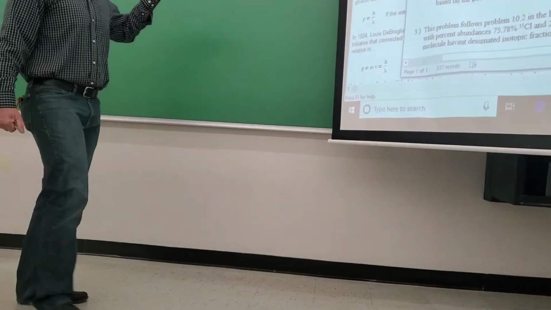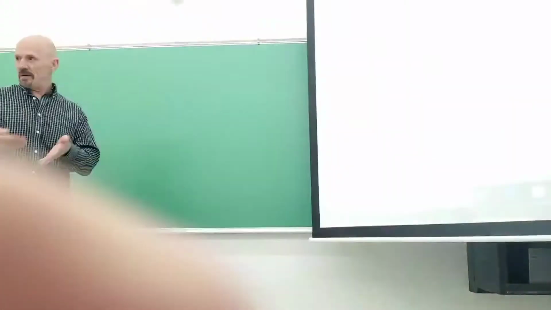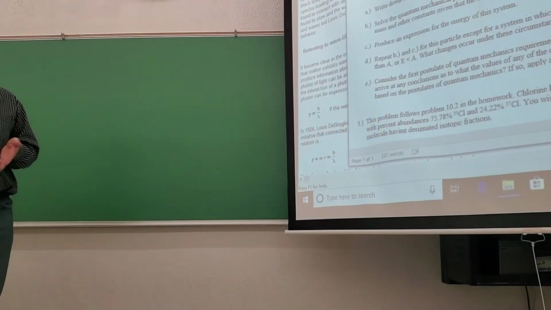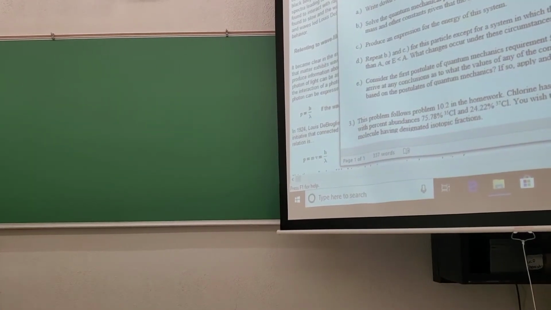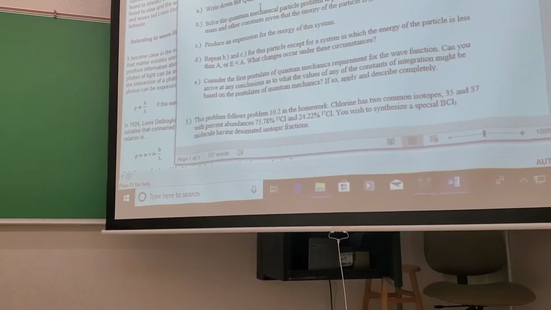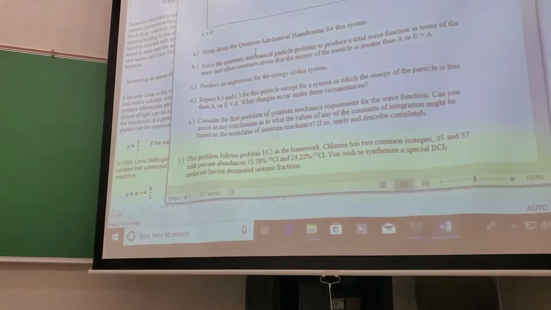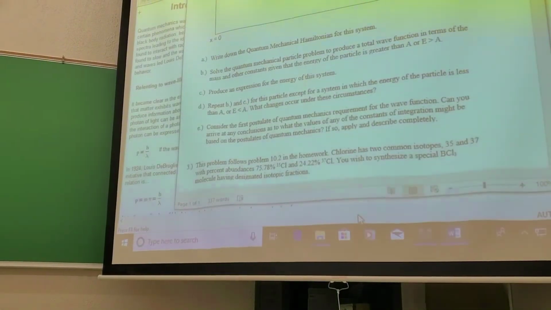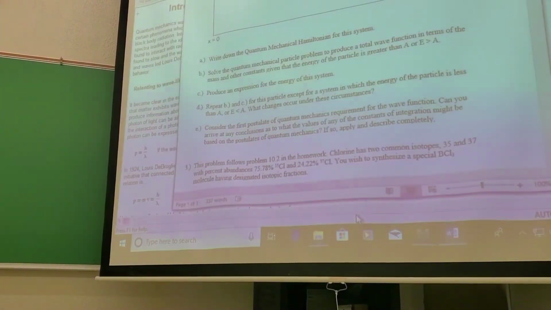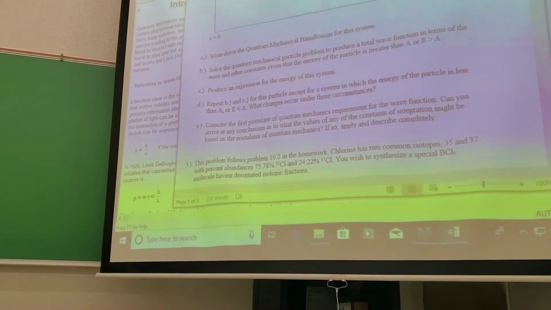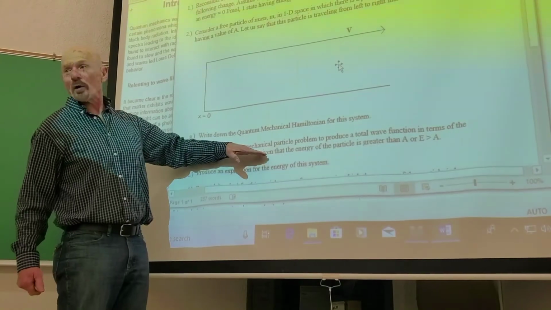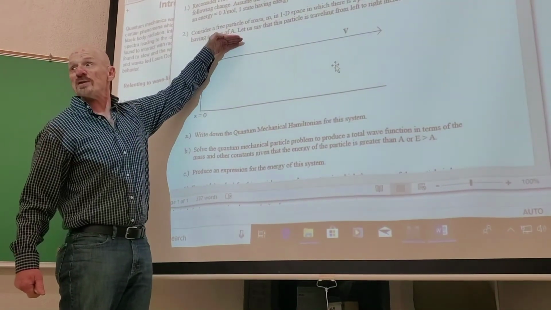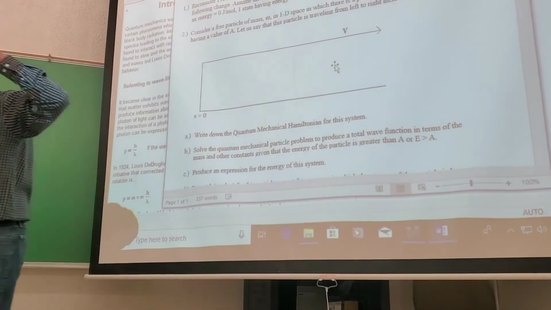So you'll write the quantum mechanical Hamiltonian, you'll put it into the Schrodinger equation, the stationary state version, solve the quantum system, produce a total wave function in terms of the mass and other constants, given that the energy of the particle is greater than the potential. So for the potential energy you have here, the energy of the particle for this part B is higher than that energy there. Okay? Higher than that potential.